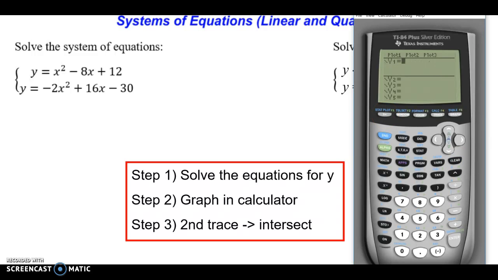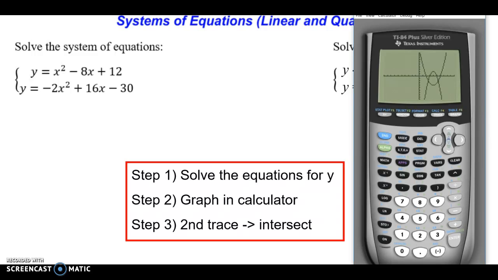And now go ahead and type in both of these. So one of them goes into y1, one of them goes into y2. So x squared minus 8x plus 12. And then in the second line, negative 2x squared plus 16x minus 30. There's two. And graph. Now, because your calculators were all reset, all of them should be a 10 by 10 graph, so you should all be good.